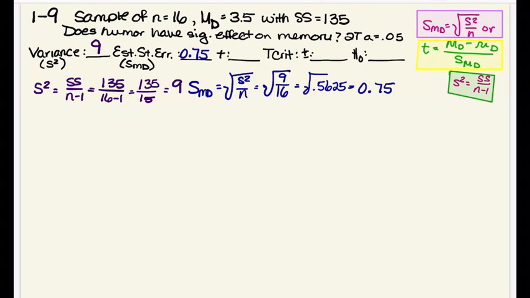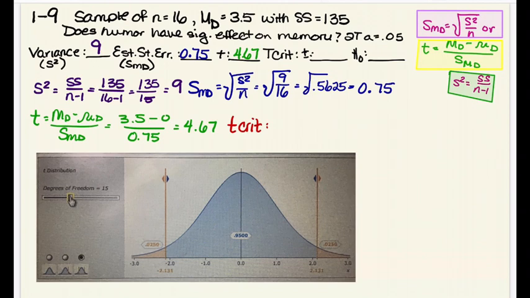Next, we'll find our t-value by taking our mean for the sample of difference scores minus the population mean, which is going to be 0, and dividing that by the estimated standard error. We get a t-value of 4.67. Next, we have to determine whether that t-value is significant or not.